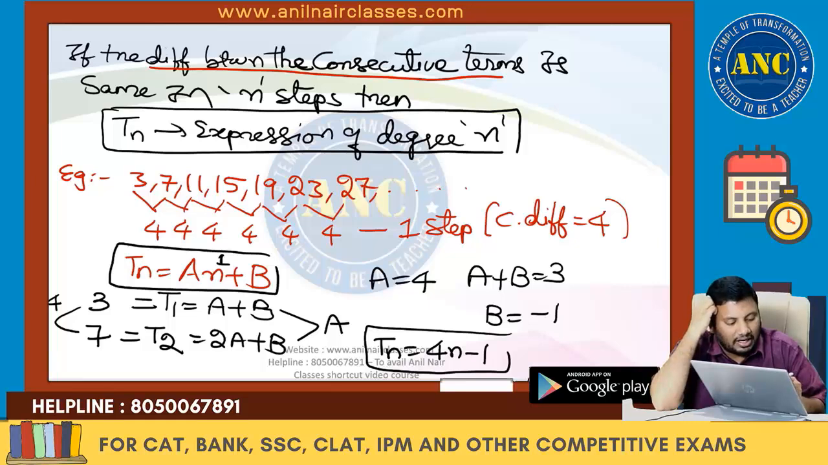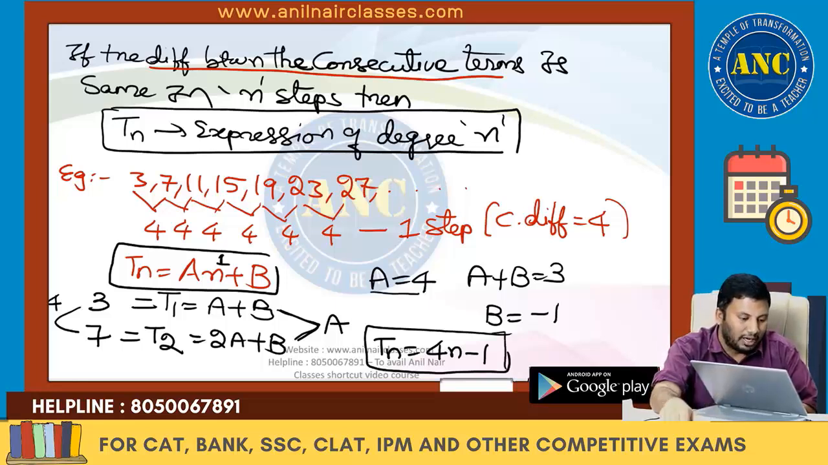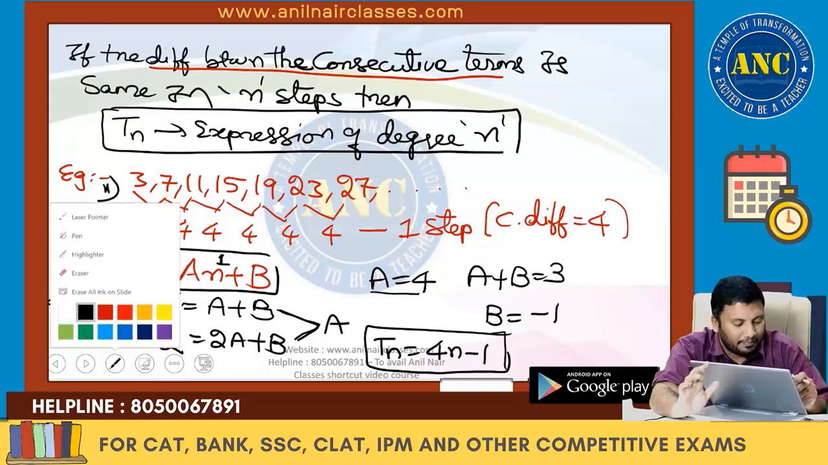T1 is a plus b, which is 3. T2 is 2a plus b, which is 7. Subtracting 2a plus b minus a plus b, this becomes a, and 7 minus 3 is 4. A is 4, a plus b is 3, b is minus 1. So Tn is 4n minus 1. I hope it is clear. Then I will discuss a shortcut. First, let us start from basics. First one, I hope it is clear.